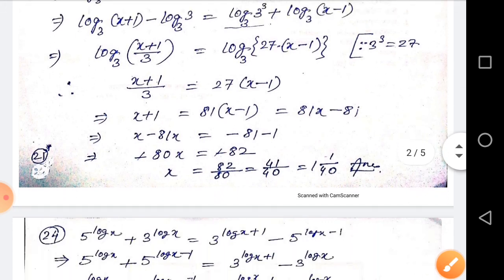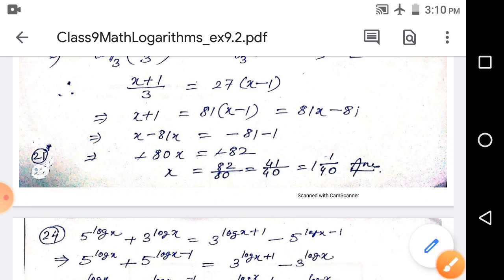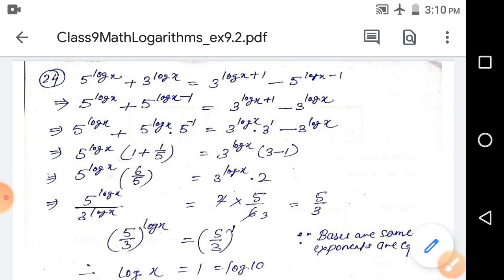Question 21 is marked here, and the idea to solve it is given in the next video. So don't panic about question 21, it will be solved in the next video. For question 24, see the solution.